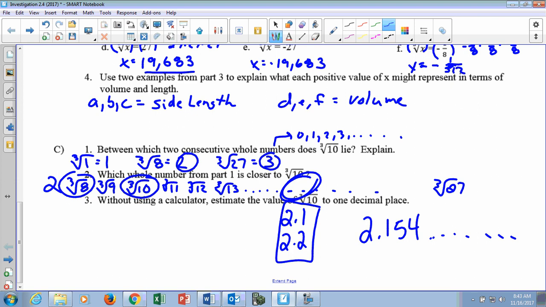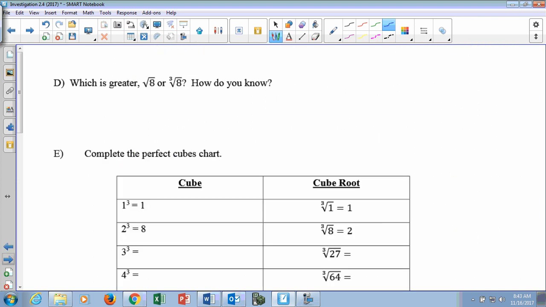All right, let's turn the page. Now, we've briefly talked about this. Which number do you think is bigger, the square root of 8 or the cubic root of 8? What value do you think is bigger for that? Tim? Yeah, the square root is bigger. Now, why?